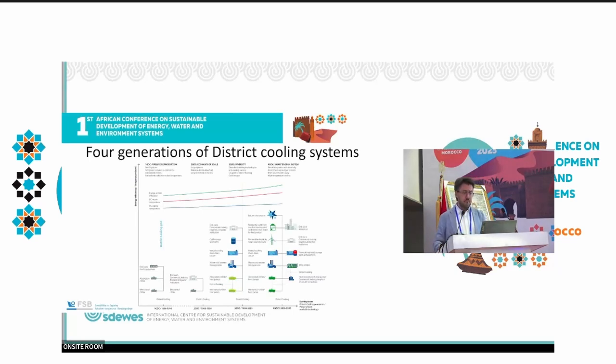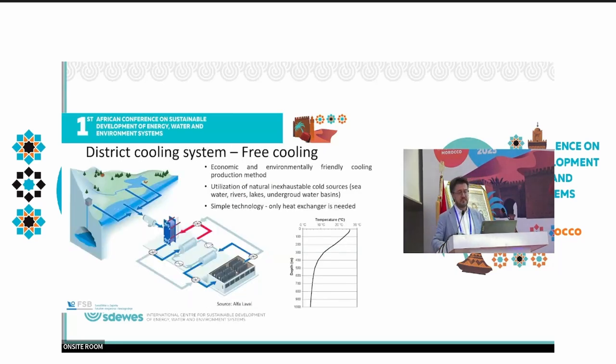So one of the key technologies here is utilizing different kinds of natural cooling, or what we call free cooling. Basically, if you look at district cooling systems around the world, they are usually next to the sea, river, or lake.